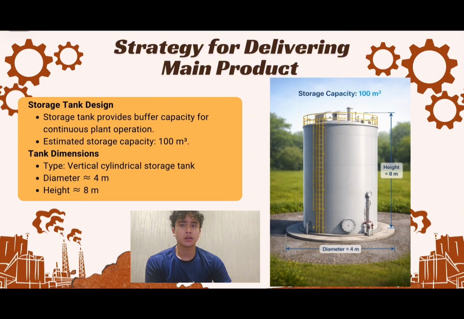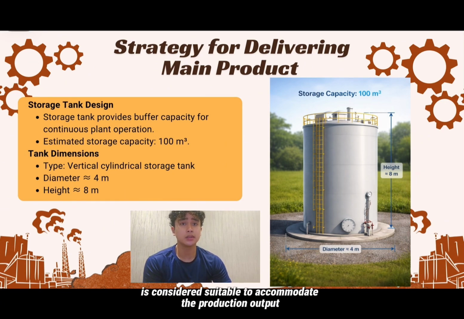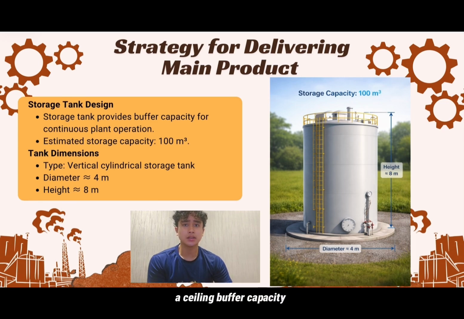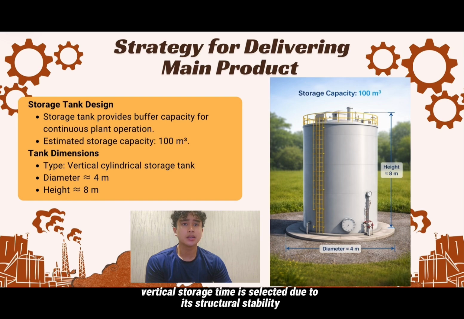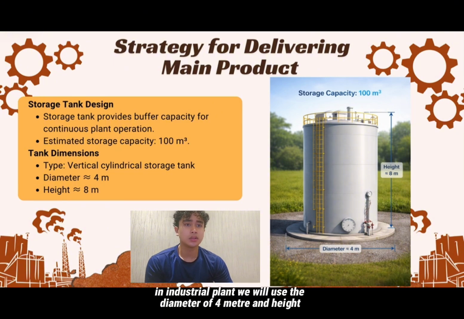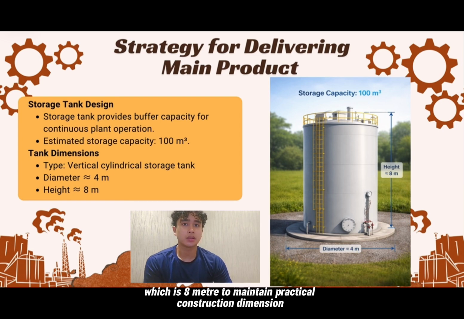Next, based on the estimated production rate of the cumin, a storage tank with an approximated capacity of 100 cubic meters is considered suitable to accommodate the production output while providing operational buffer capacity. A cylindrical vertical storage tank is selected due to its structural stability and efficient use of space in industrial plants. We will use a diameter of 4 meters and a height of 8 meters to maintain practical construction dimensions.